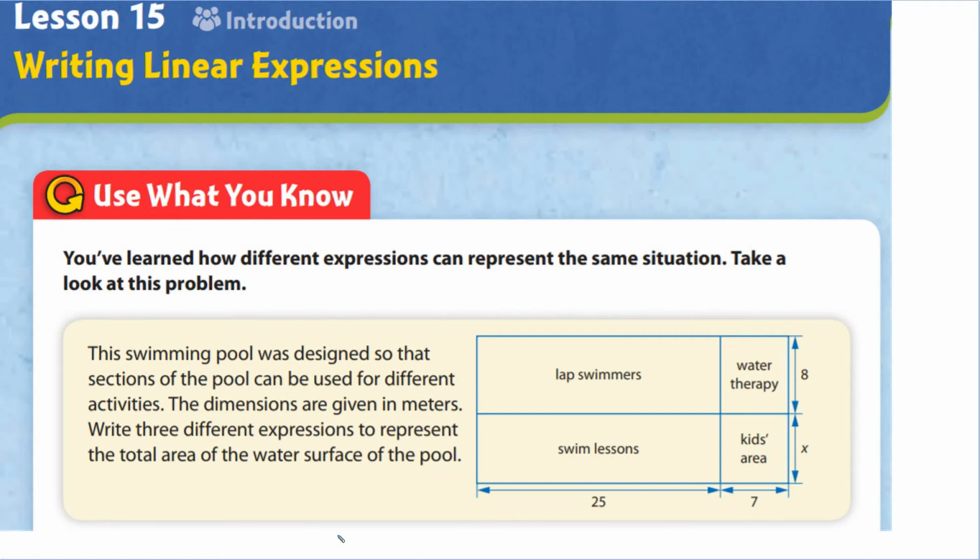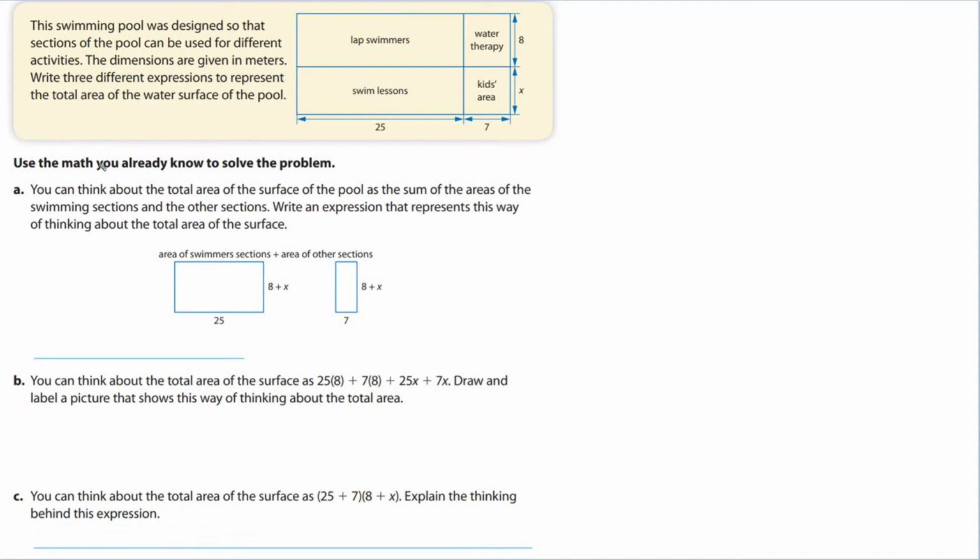Write 3 different expressions to represent the total area of the water surface of the pool. You've got the lap swimmers here, the water therapy, the kids area, and then the swim lessons. Look at this length and width. Here's the model again, and we're going to use the math we already know to solve this problem. So I want you to solve A, B, and C to the best of your capabilities, and then we'll go over it. I would pause this video.